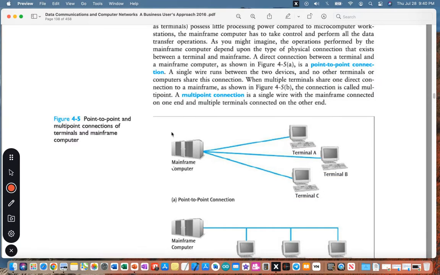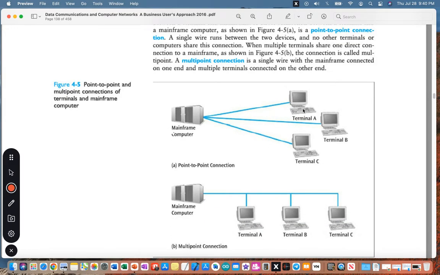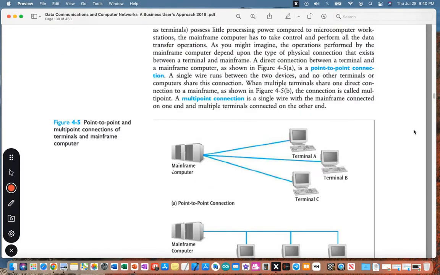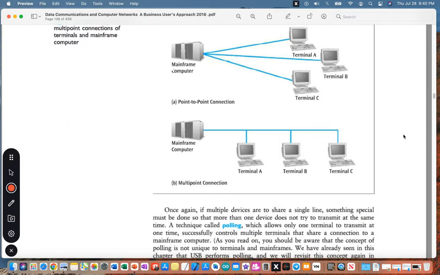All right. Terminal to mainframe computer connections. So this is basically point-to-point and multi-point connections of terminals. When you don't really need a smart device, or what they call a thin client, they use terminals and connect them to a really powerful device. A point-to-point connection, a multi-point connection. All right. So this is a multi-point connection. This is a point-to-point connection, or star.